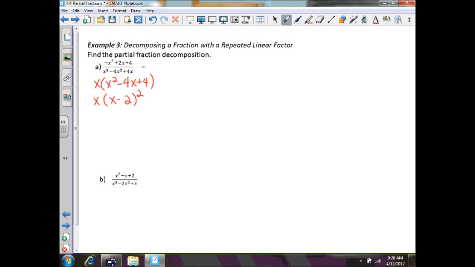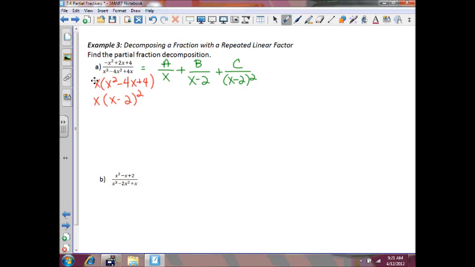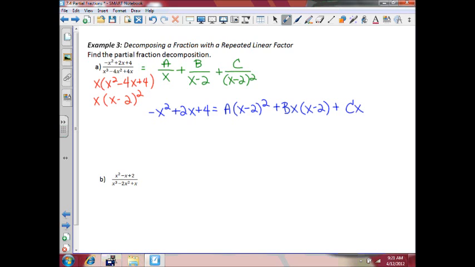So that means it's to be written as A over x plus B over x minus 2 plus C over x minus 2 squared. Now this is where it gets a little different. That means negative x squared plus 2x plus 4 will equal A times x minus 2 quantity squared plus B times x minus 2 plus C times x.